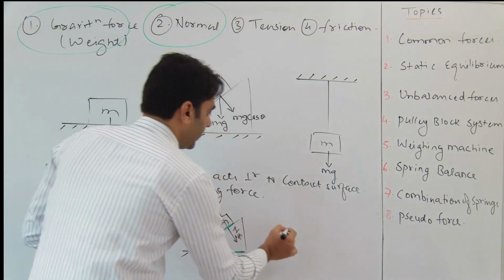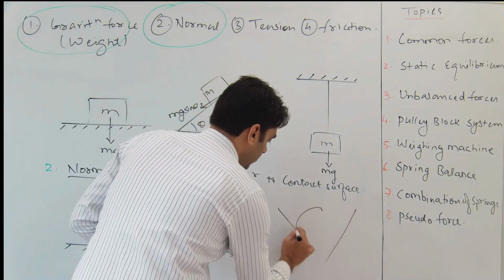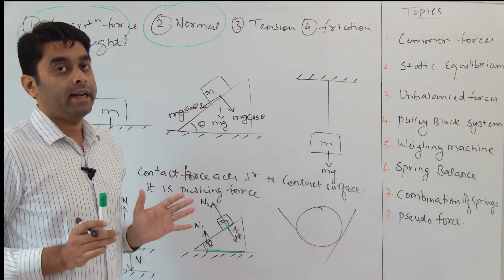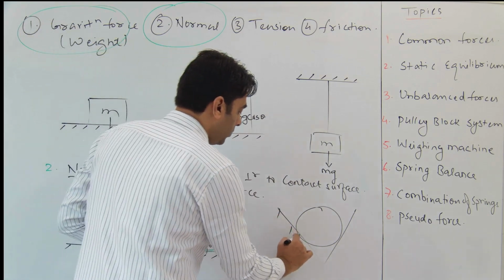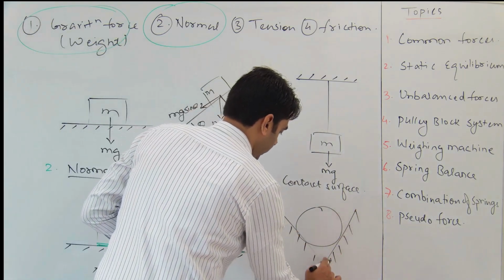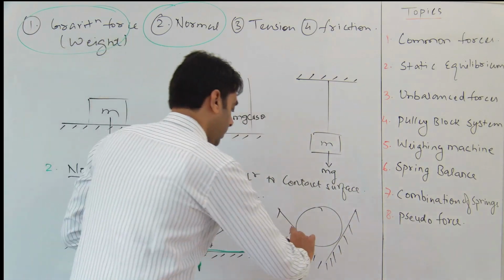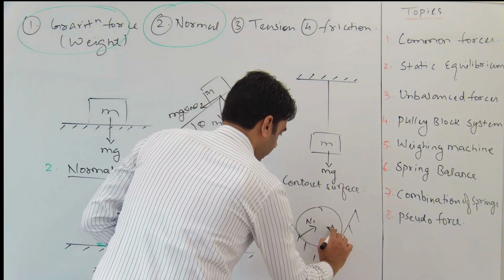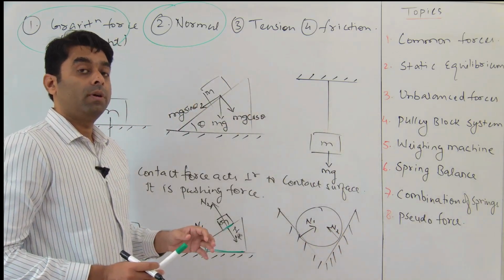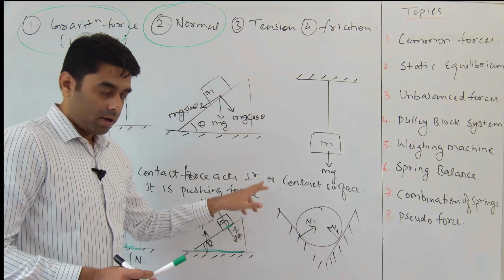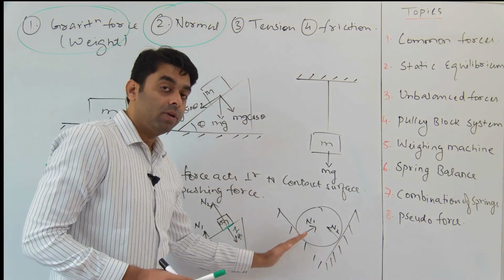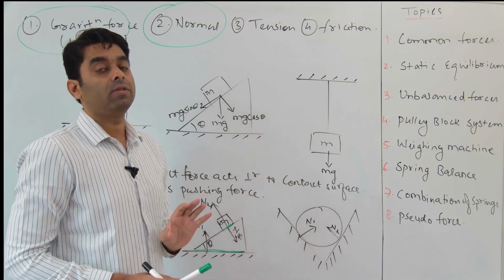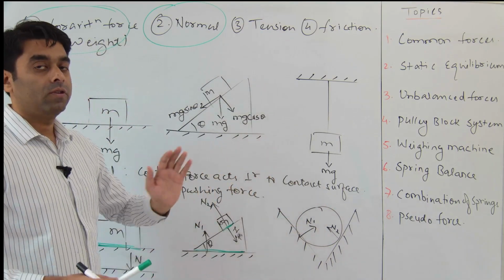One more example we can take a look at. Let's say a sphere is placed in between two inclined surfaces. Then where will the normal force be? Normal is always perpendicular, so it will be N1 and N2. Because these normals are perpendicular to the inclined surface as well as to the sphere's surface at this point, they will be passing through the center of the sphere. So these are the cases for your normal.